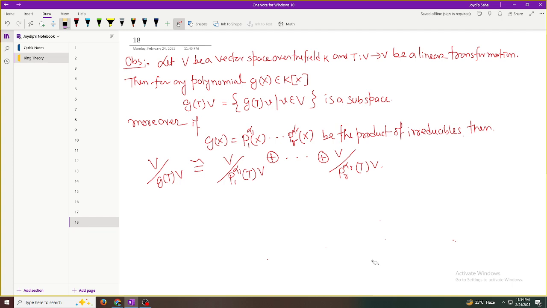So this is also a Chinese remainder theorem. So I put it as homework, but what should be the map from V quotient p1 alpha 1 (T)V direct sum, what should be the map?